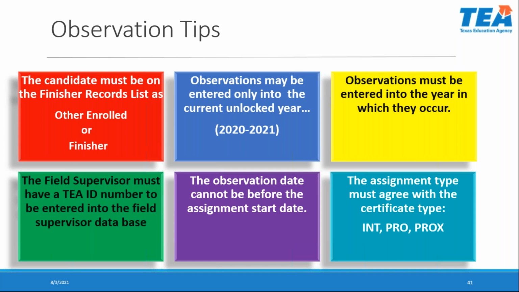And finally, the ocean blue block reflects an important tip that is the subject of many calls received by TEA throughout the year. The observation reporting system sees 3 certificate assignment types for internships: the INT, which is the intern certificate, the PRO, which is the probationary certificate, and the PROX, which is the probationary extension. We get quite a few calls from programs that get error messages and failed uploads because they attempt to assign an assignment type of PRO to a candidate who held a probationary extension. That will not work.